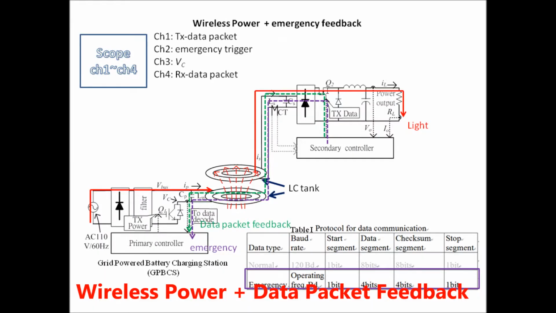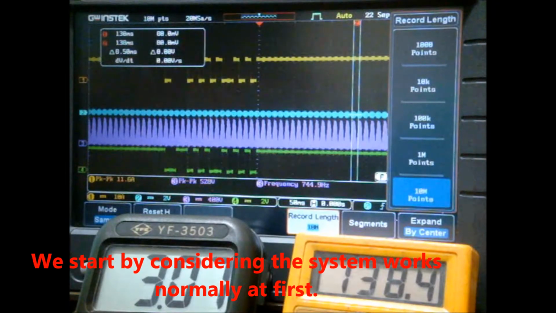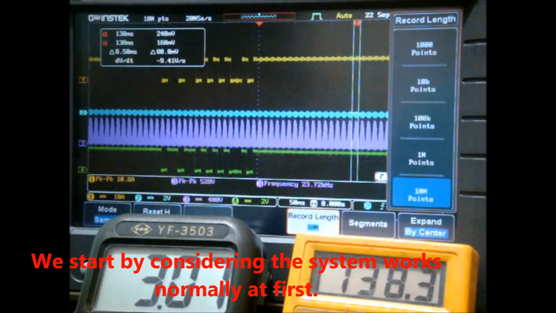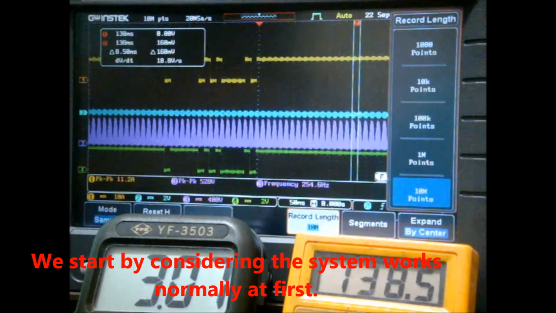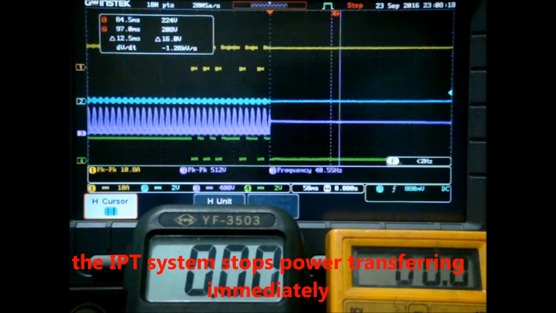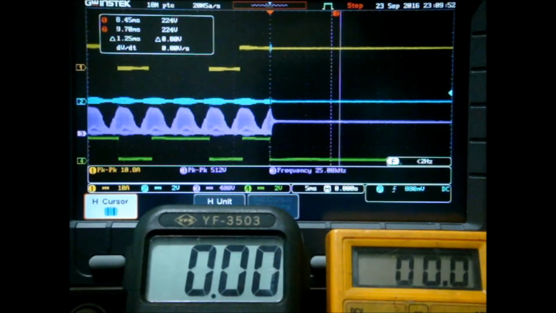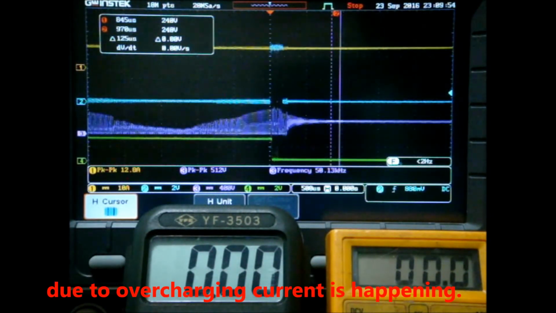This topic will show you the function of wireless power plus data packet feedback plus emergency feedback. We start by considering the system works normally at first. Then, if there is overcharging current at the secondary side, the IPT system stops power transferring immediately. Channel 2 indicates that an emergency due to overcharging current is happening.